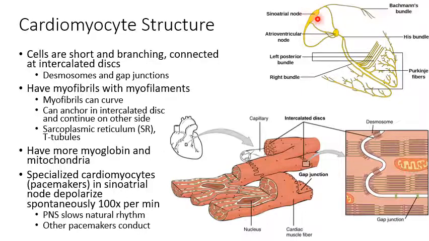The ones in the SA node up here are responsible, or primarily responsible, for setting the heart rate for the whole heart. So they are special cells because they can depolarize spontaneously in a repeating rhythm that's about 100 times per minute. So they'll generate about 100 action potentials per minute. And then those action potentials will spread along the rest of the conduction system to the regular cardiomyocytes that actually do the contracting. So this system is making sure that the heart contracts all at once in a coordinated fashion.